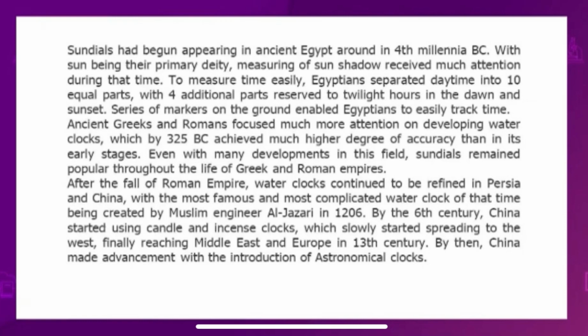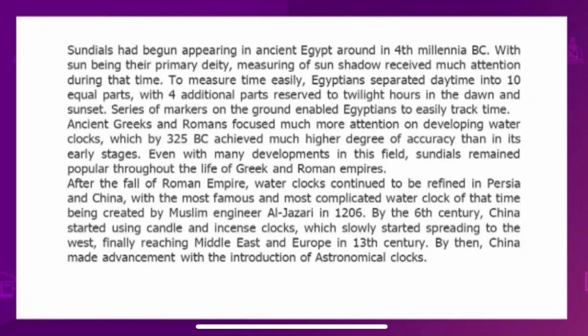Ancient Greeks and Romans focused much more attention on developing water clocks, which by 325 BC achieved a much higher degree of accuracy than in their early stages. Even with many developments in this field, sundials remained popular throughout the life of the Greek and Roman empires. After the fall of the Roman Empire, water clocks continued to be refined in Persia and China, with the most famous and most complicated water clock of that time being created by Muslim engineer Al-Jazari in 1206.